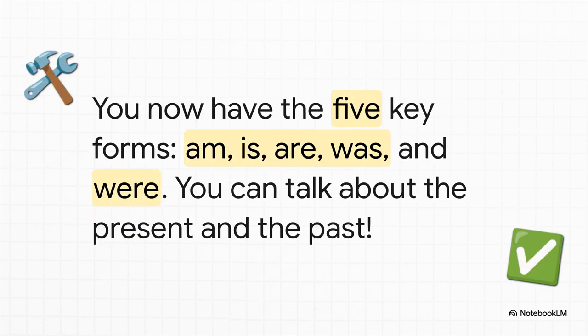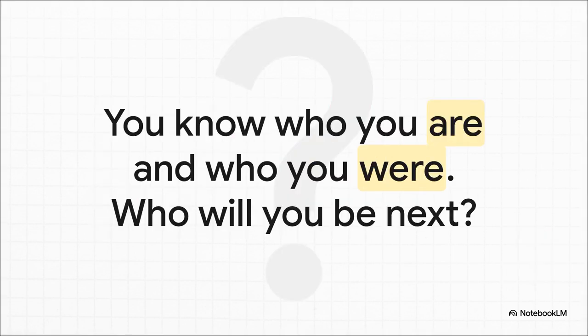And that's basically it. You now have the fundamental toolkit, those 5 key forms: am, is, are, was, and were. With just those 5 little words, you can talk about pretty much anything in the present and the past. So there you have it. We've looked at the present and we've looked at the past. You now know how to talk about who you are and who you were, which really just leaves one big question, doesn't it? Who will you be next?